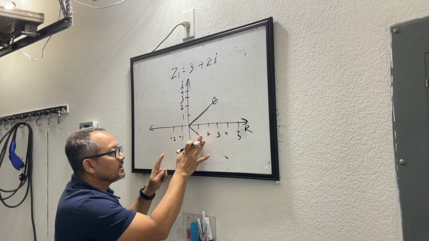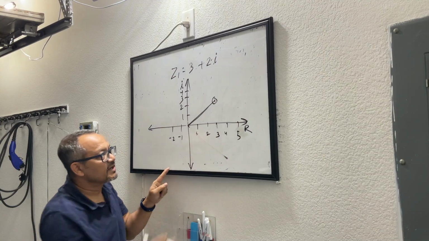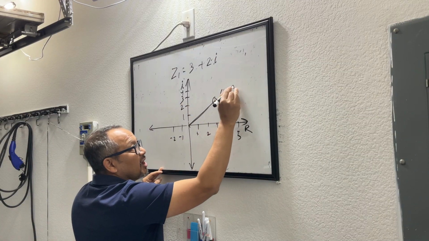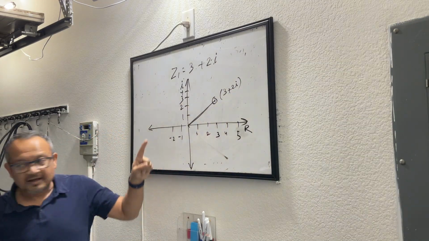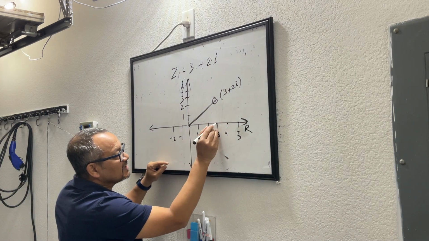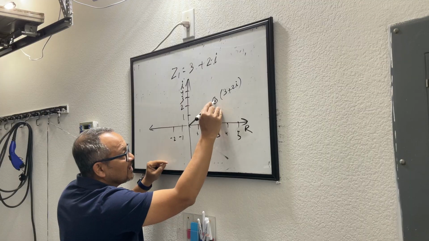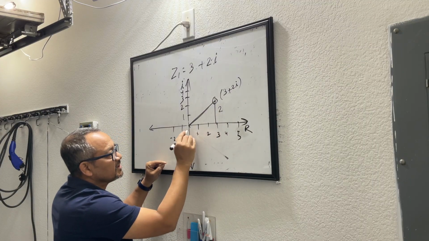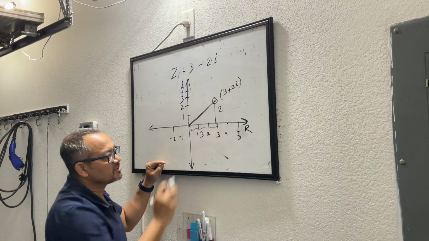So here, when you say this is my point 3 plus 2i, it means along the real axis the distance is 3 and along the imaginary axis the distance is 2. So here to here it is 3, here to here it is 2.